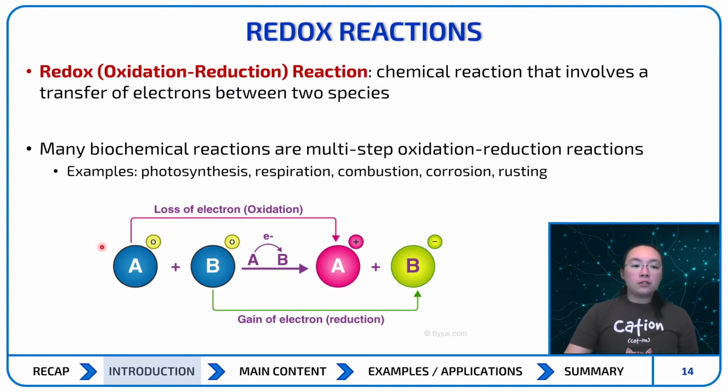So A donates an electron to B, and because A is the donor, we call it a reducing agent because it gives up an electron and causes the reduction of B. B is the acceptor, making it the oxidizing agent that accepts electrons and causes the oxidation of A. So keep in mind the difference between what an oxidizing agent is and what is being oxidized.